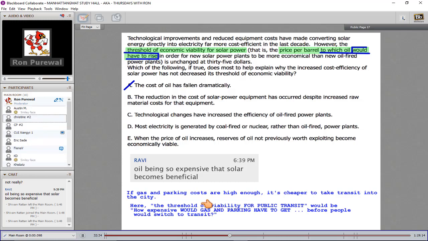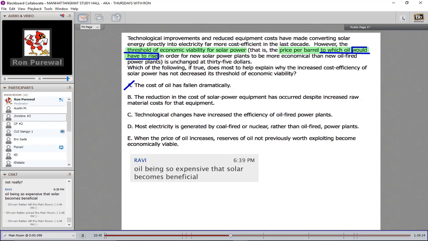So notice, even though they call it a threshold of viability for transit, actually it's the other costs that are fluctuating. So same sort of thing here. They're talking about oil would have to go to a certain point. So now what they're saying is solar technology is getting cheaper. That's what the paragraph says.